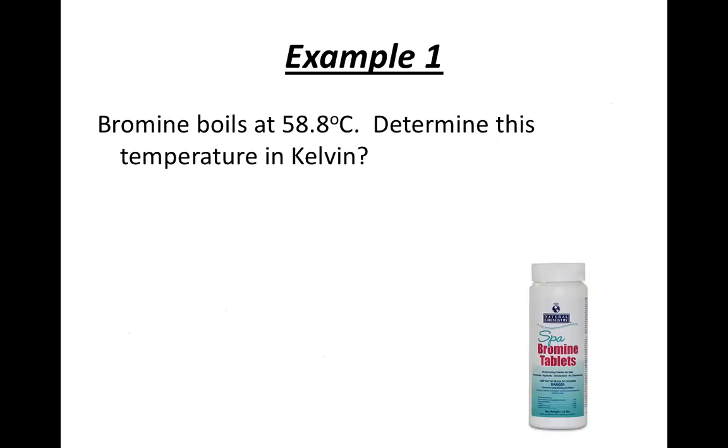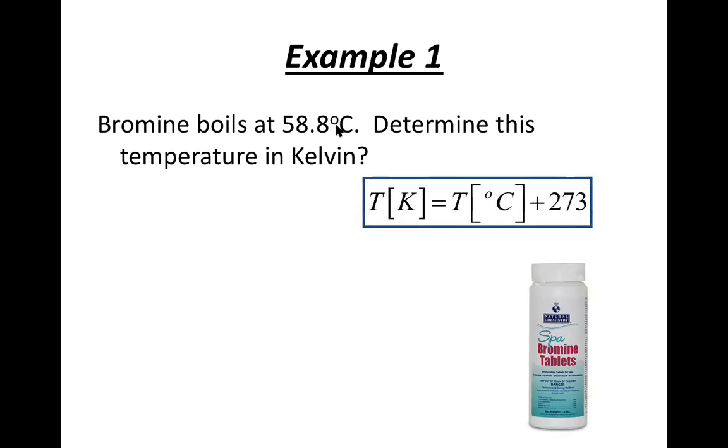So just for example, if we would say bromine boils at 58.8 degrees Celsius, determine this temperature in Kelvin. In order to get Kelvin, we would add 273 units. So we would get 332 Kelvin.